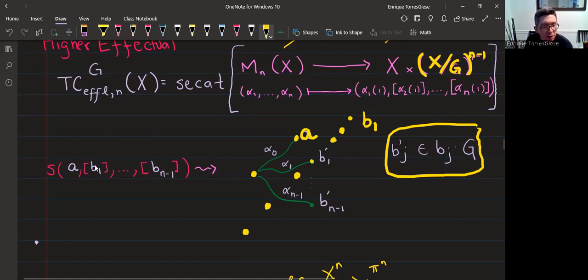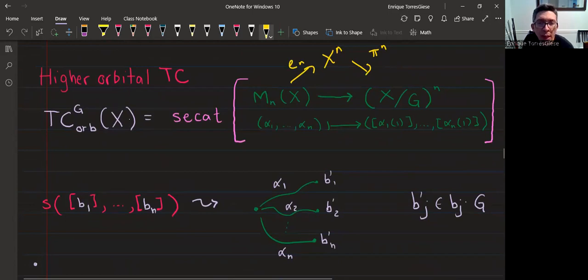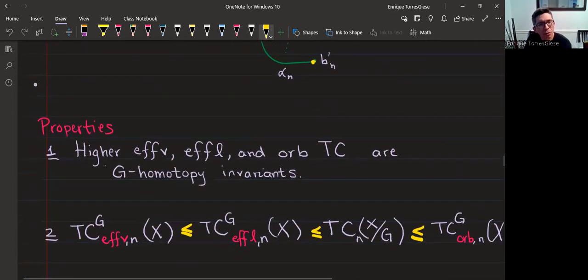So again, think about the example of the crane, and well, that's the kind of things that we can do here with this. And well, you could say, well, why not all the elements? Well, that gives rise to the higher orbital TC. So instead of reaching perhaps all the elements that we want, what about if we content ourselves if we reach elements in the orbit of each of them. So this affords what I called, this is a definition that I proposed, the higher orbital TC. So these are extensions mimicking the construction of Rudyak of the sequential TC, now in the context of effective, effectual, and orbital TC.